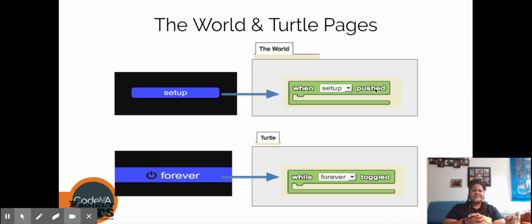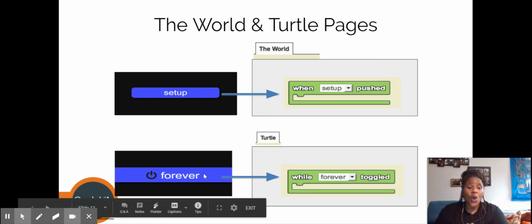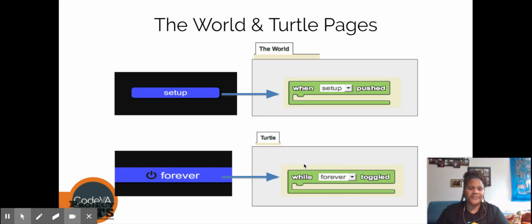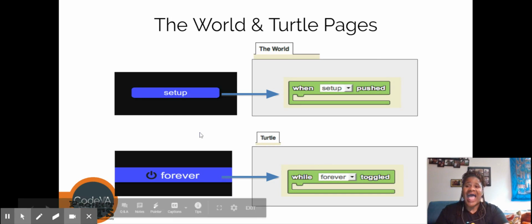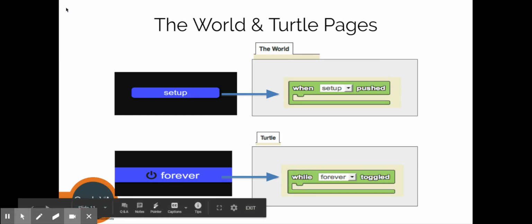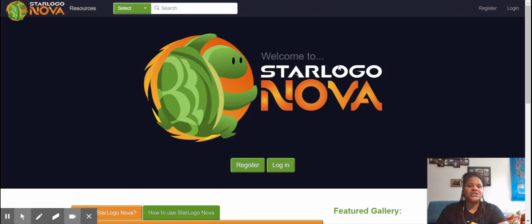When we're coding in these next 6 sessions, we're going to use 2 pages, mostly the world and the turtle pages. In the world, we're going to use setup. It's a blue button that is on Spaceland. When setup is pushed, certain things happen within the environment. Then on the turtle page, while forever is toggled, the turtles will do something. Now we're going to use slnova.org to actually do our coding.